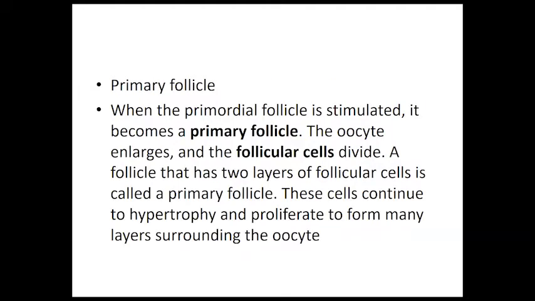Then you produce the primary follicle. When the primordial follicle is stimulated, it becomes a primary follicle. The oocyte enlarges and the follicular cells divide. The follicle has 2 layers of follicular cells, called the primary follicle. These cells continue to hypertrophy and produce many more cells, and this is what we call the multiplication of the follicular cells. It enlarges and the cells increase in number.